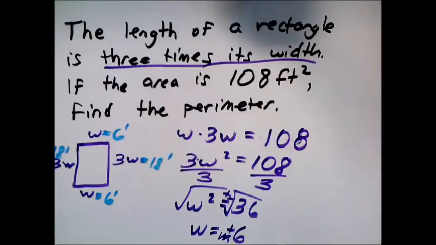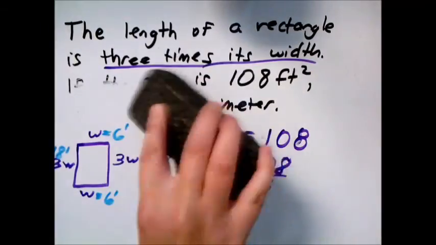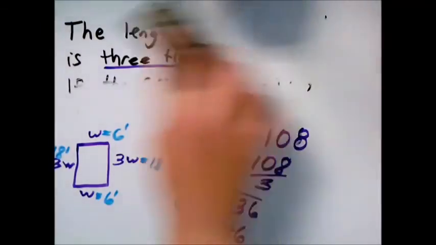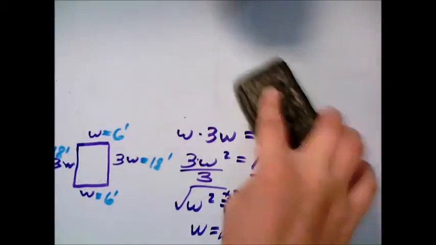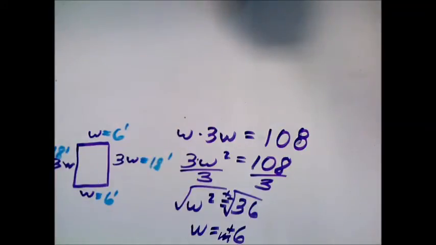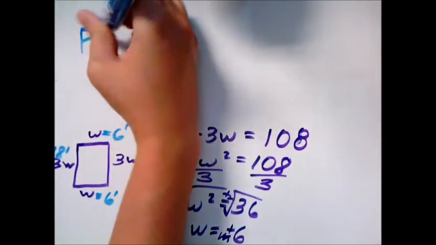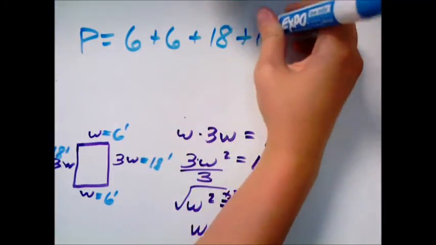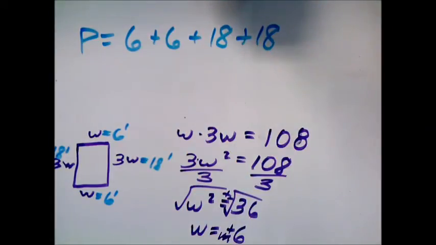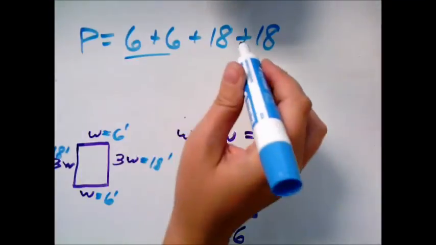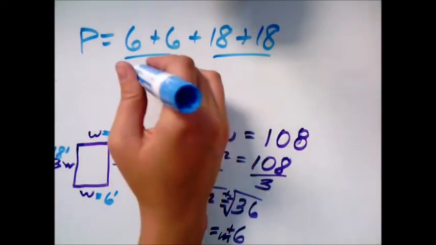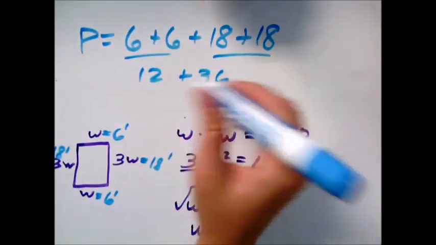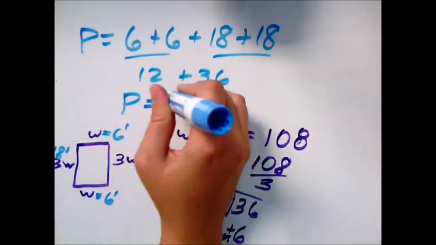Now, no matter what they asked for, I know the dimensions, so I could tell them. In this case, they're asking for the perimeter, so it'll also be helpful on my picture. I don't have to memorize another formula. I know perimeter is add up all the outside side lengths. So my perimeter is 6 plus 18 plus 18. Just add up all the sides. And so that gives me 12 and 36. So my perimeter is 48.